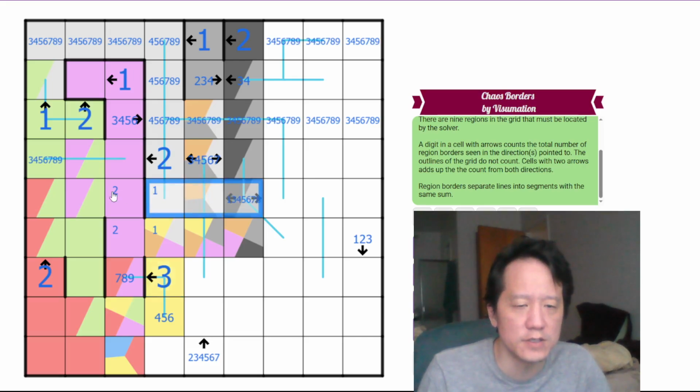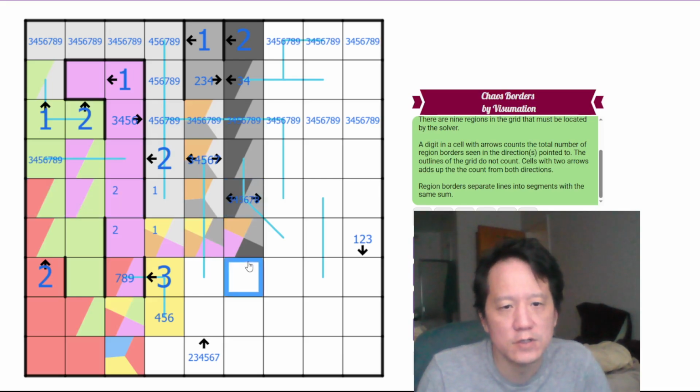This sees the border between light and pink, and it must see a border between pink and green. So this is at least 2. So it cannot, it's 3 through 8 still.